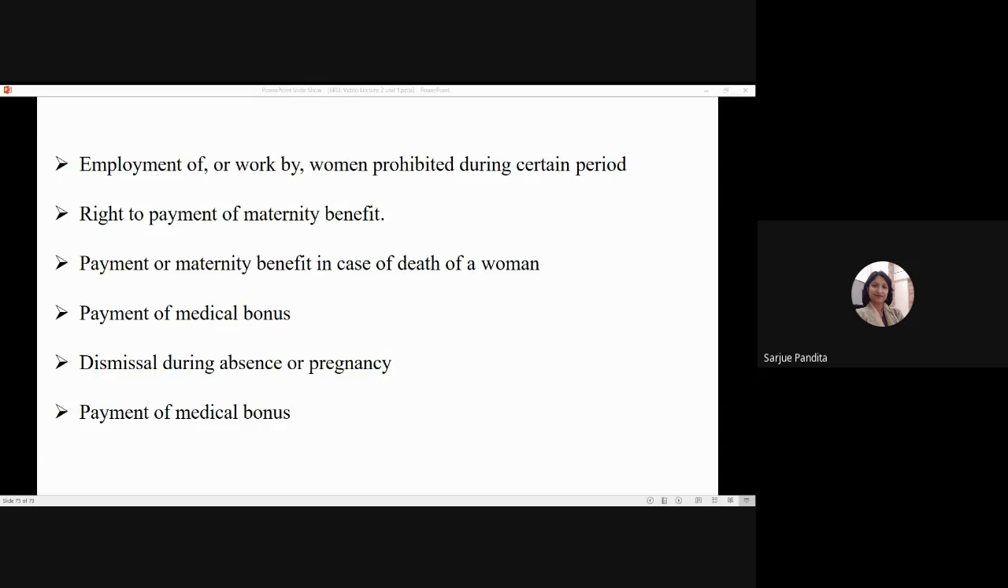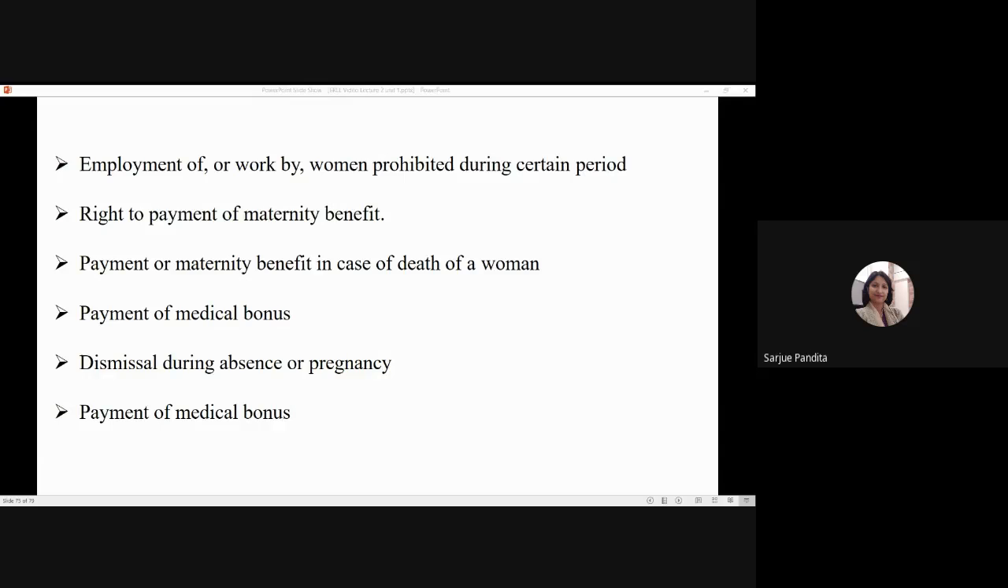But if a woman has actually worked in an establishment of the employer from whom she claims maternity benefit for a period of not less than 160 days, that is what I was saying, in the 12 months immediately preceding the date of her delivery. If she has not worked a minimum of 160 days, then she will not be able to claim her right to payment.